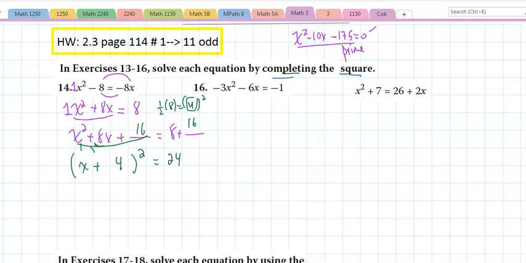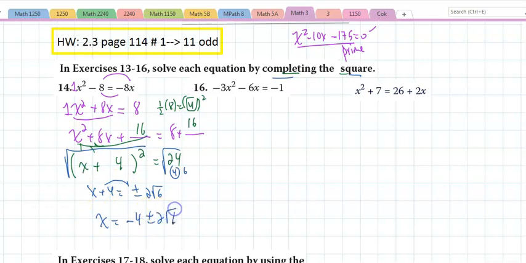And now that I have a perfect square on one side, everything else on the other side, I would square root both sides. I'll get x plus 4 to equal plus or minus the square root of 24. This is 4 times 6. This clears the radical, the 6 remains. Move the 4 over. And instead of saying this is prime and cannot be solved, now you could solve any quadratic. So this only applies to quadratic equations.